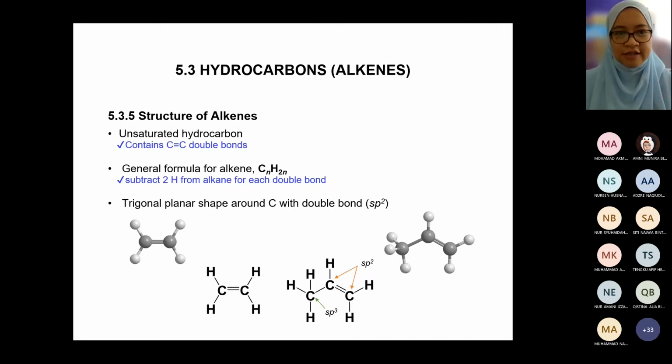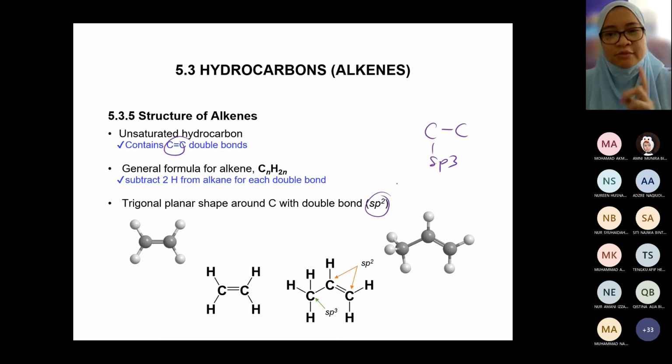Okay, structure of alkenes. Basically, alkenes we have double bond. Okay, we have C double bond C. And please take note that for C double bond C, the hybridization type is sp2. Okay, if C single bond C, the hybridization type is sp3. Okay, takut keluar dekat objektif the characteristic of C double bond C, sp2, sp3 tu confuse.